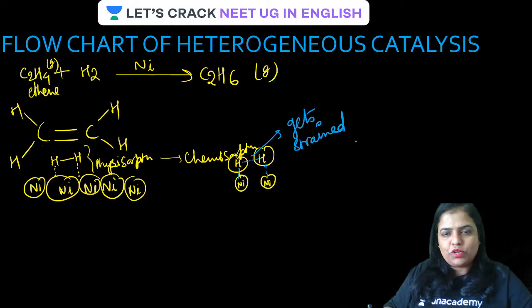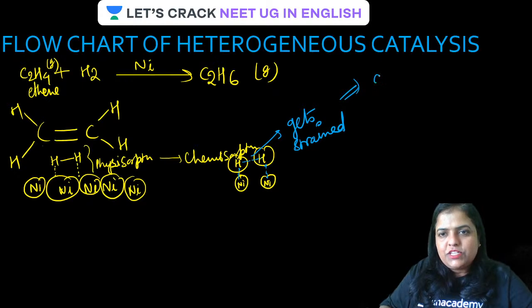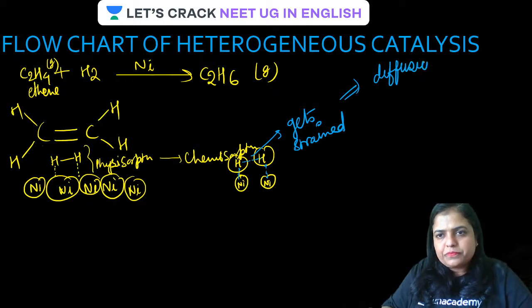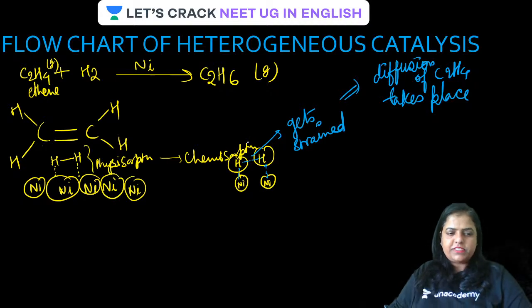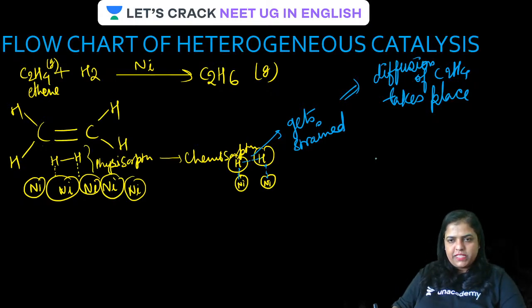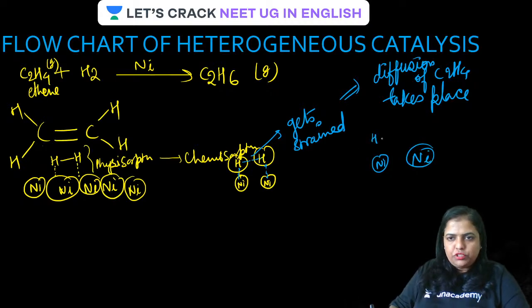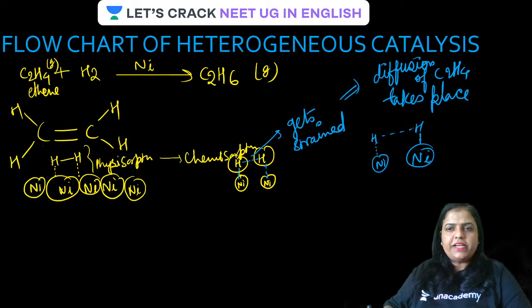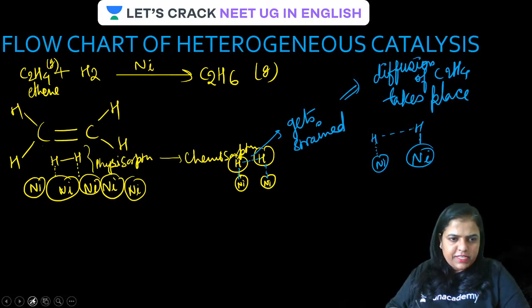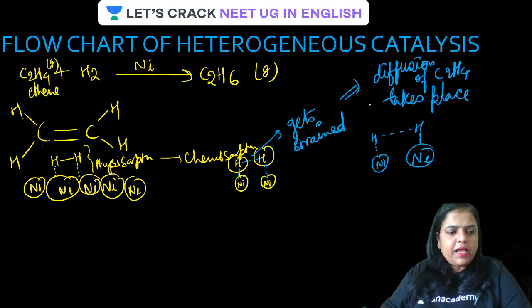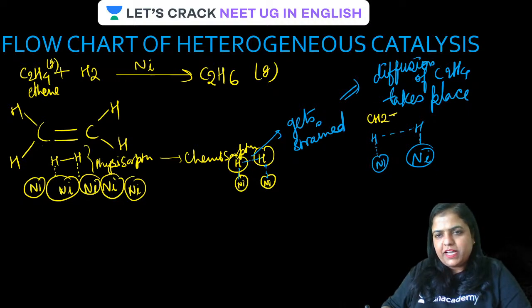Now after that, what happens? After that, guys, diffusion of C2H4 takes place on this surface. Is that clear? On this surface, let us see how it looks. This is nickel. The hydrogen bond is almost weakened properly. Okay, guys, now on this surface, C2H4 will come and will get adsorbed. Is that clear?